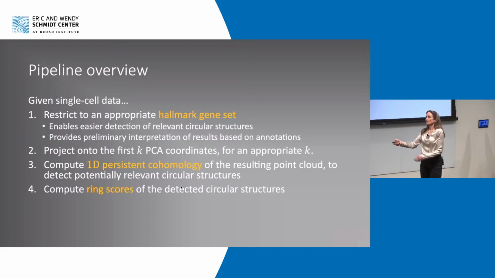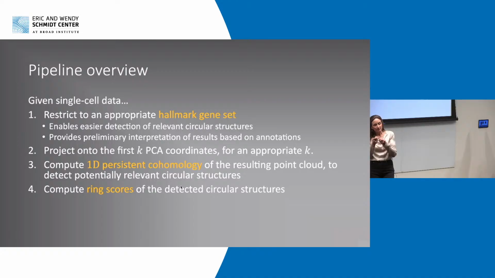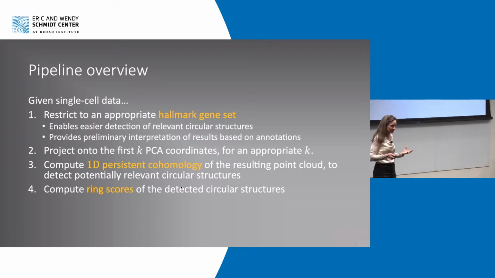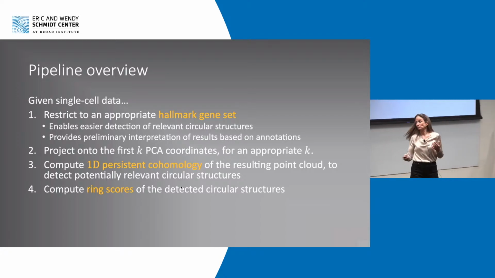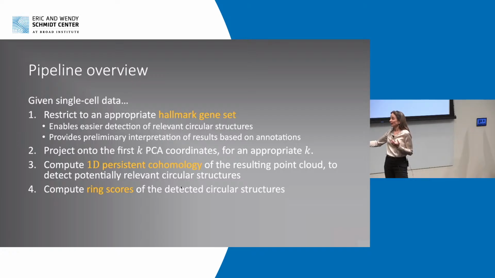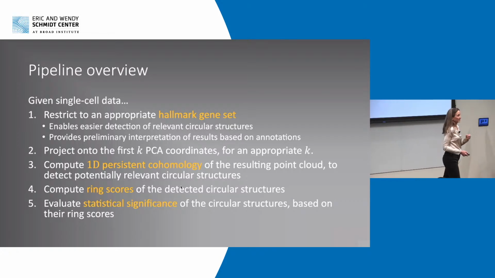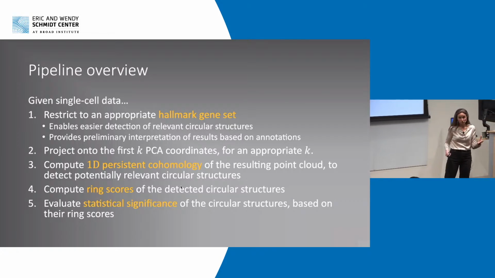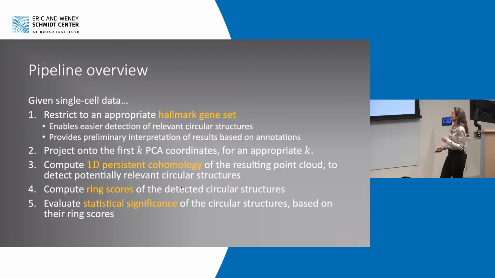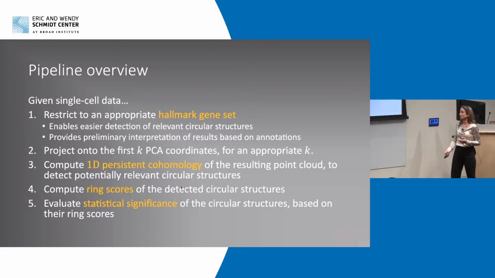And then we have a way of detecting whether or not the circular structures that we've noticed are actually relevant, actually statistically significant, by associating to them some sort of score, which is called a ring score. And then we can evaluate the statistical significance of these ring scores, which will tell us something about whether the circular structure we've detected actually is meaningful and worth evaluating from a biological point of view.